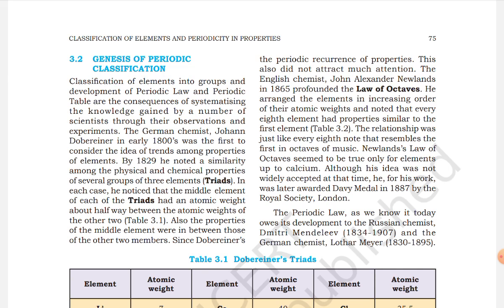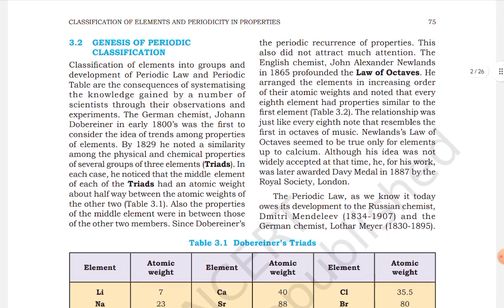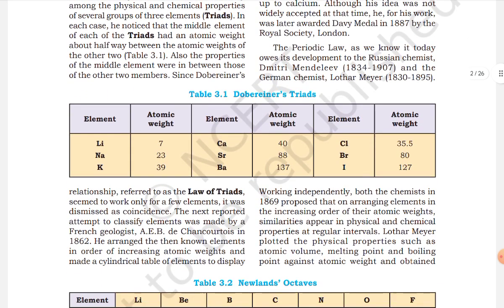In each case, he noticed that the middle element of each triad had an atomic weight about halfway between the atomic weights of the other two. Table 3.1. Also, the properties of the middle element were in between those of the other two members. Since Döbereiner's relationship, referred to as the law of triads, seemed to work only for a few elements, it was dismissed as coincidence.